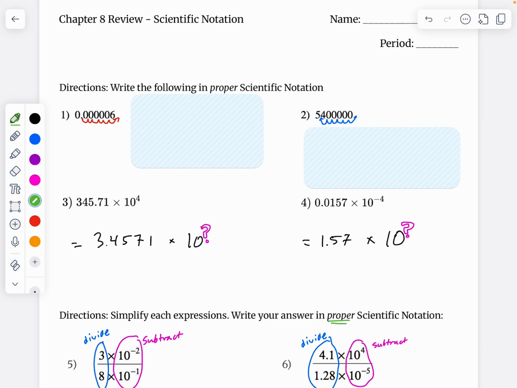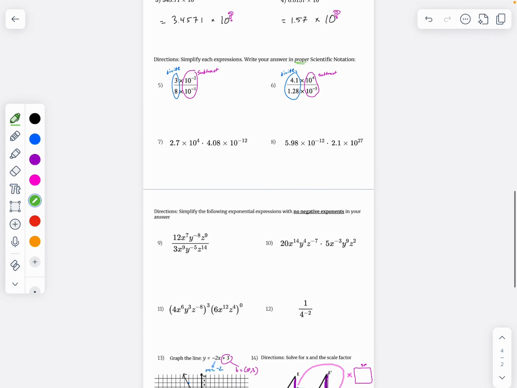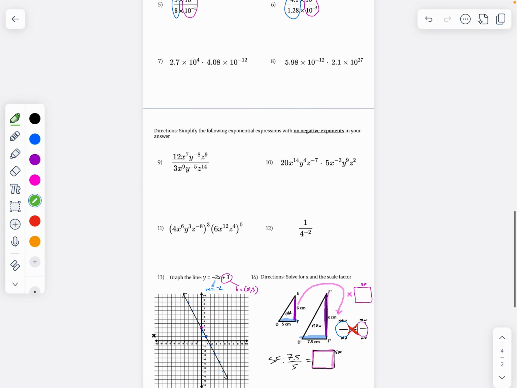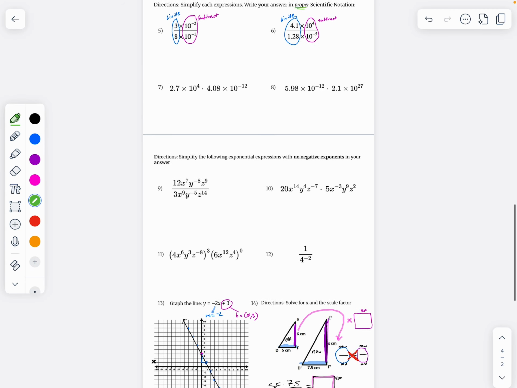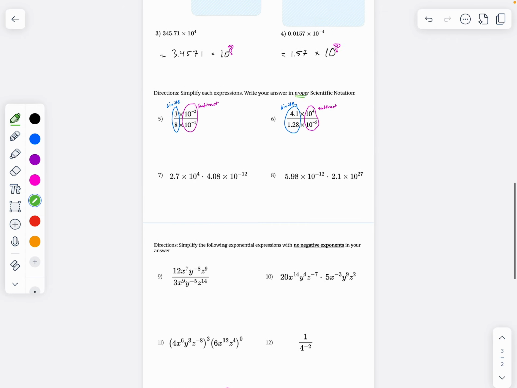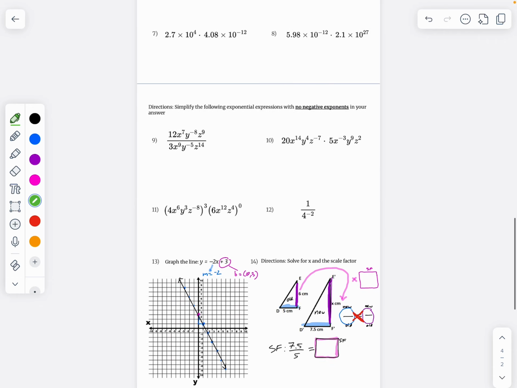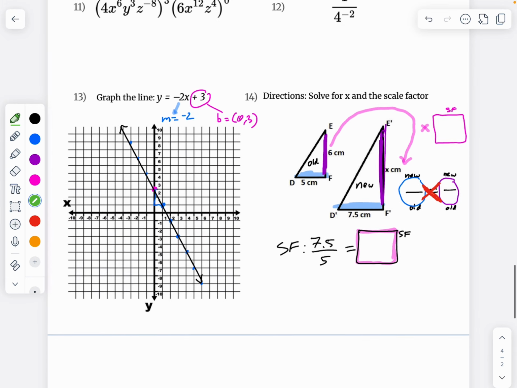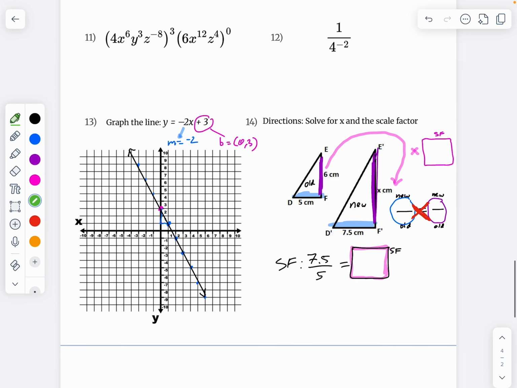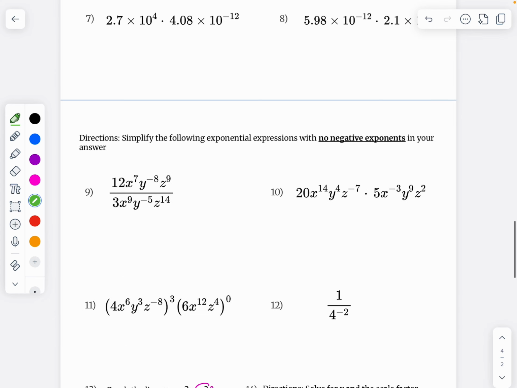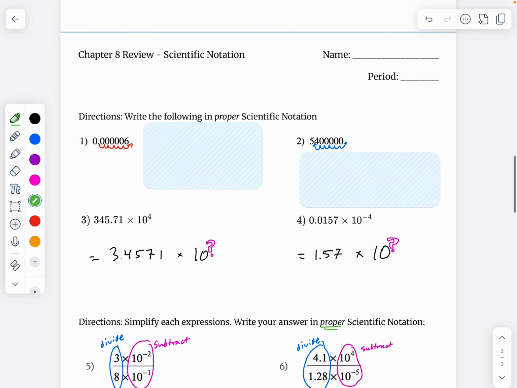If you haven't, this is a great time to pause to give you a few minutes to try some of these problems on your own. Okay, Chapter 8 review. Remember, this is a review for what is on our test. We're looking at operations of scientific notation. We're looking at exponents. And a little bit of a heads up, this stuff is coming up on our test or some sort of future test. So we're going to add that onto it.